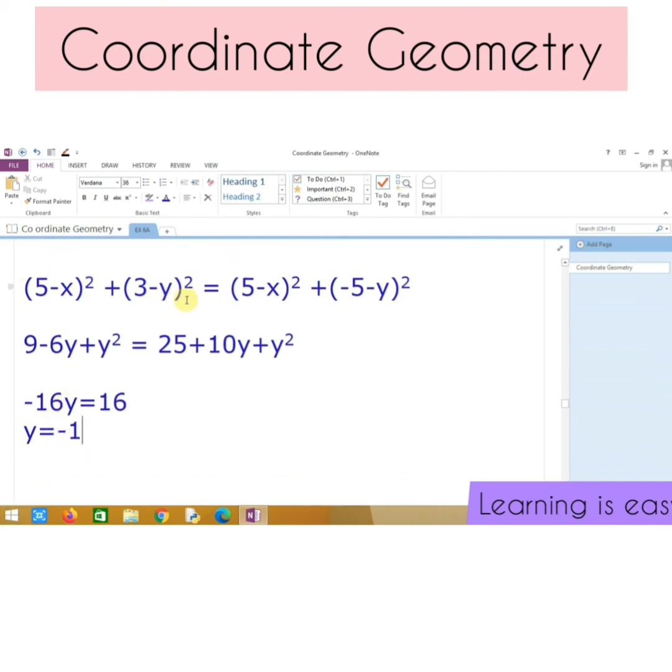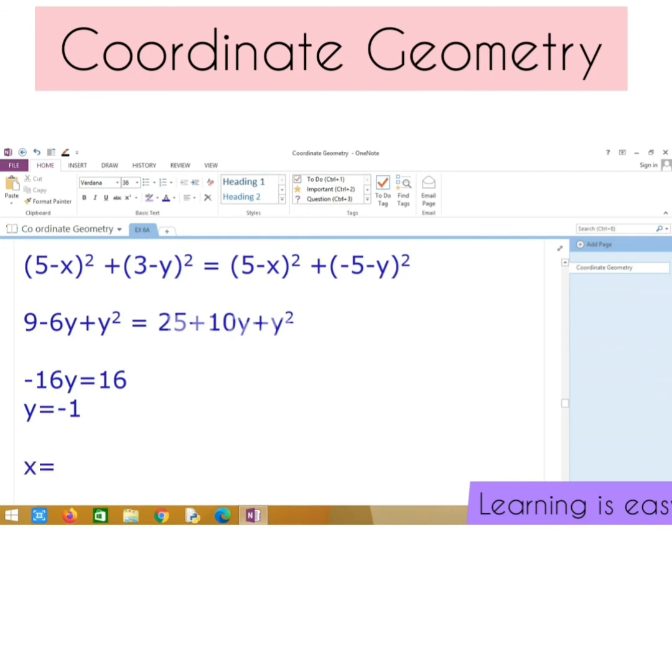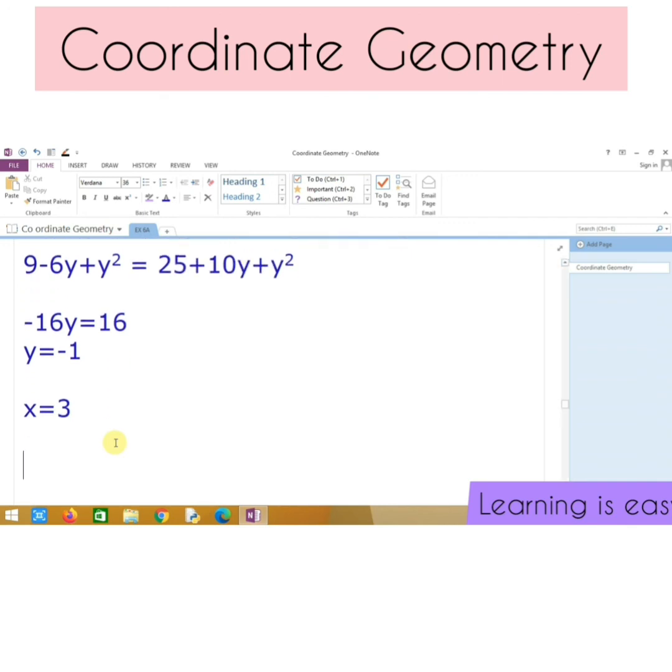By substituting this value of y in any one of the equations, OB square, we can get the value of x as 3. So coordinates of the point O is 3, minus 1.